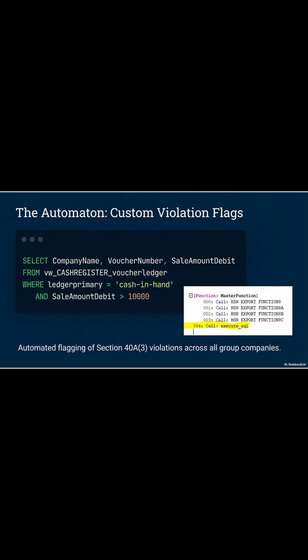Exactly. I want to zoom out a bit here. We've talked about a lot of specific laws, but there is a broader application here for larger companies.